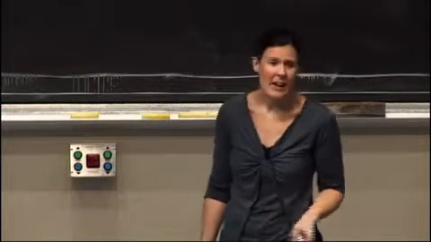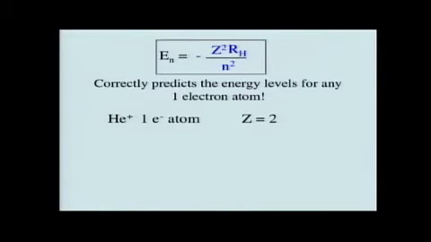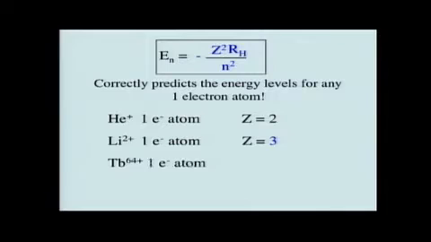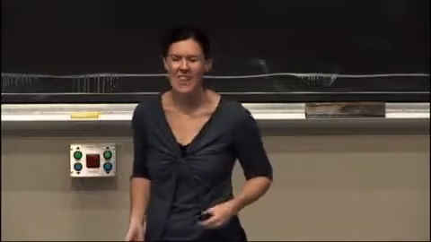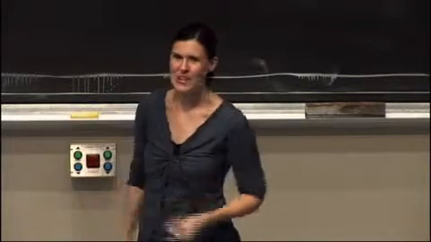So for example, a helium plus 1 ion has 1 electron at Z equal 2. A lithium 2+ ion has 1 electron. It has a Z equals 3. So if we were to plug it in, we would just do Z squared up here, or 3 squared. Terbium 64+, another 1 electron atom. What is Z for that? 65. Yep, 65. So again, terbium 64+, not an ion we probably will run into. But if we did, we could in fact calculate all of the energy levels for it using this equation here.